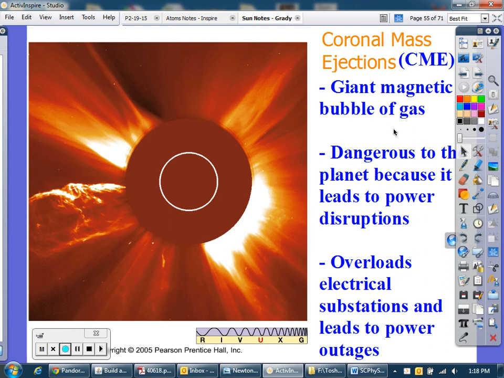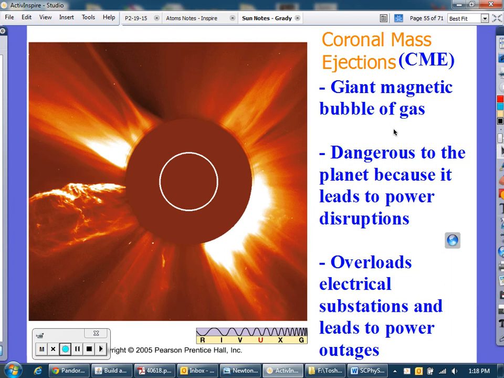The last type of solar storm that we're going to talk about is coronal mass ejections. They're oftentimes referred to as CMEs. And they are giant magnetic bubbles of gas. They are a super mega solar flare bomb kind of thing. So it's more like a solar flare in the way that it explodes and is a little more erratic.